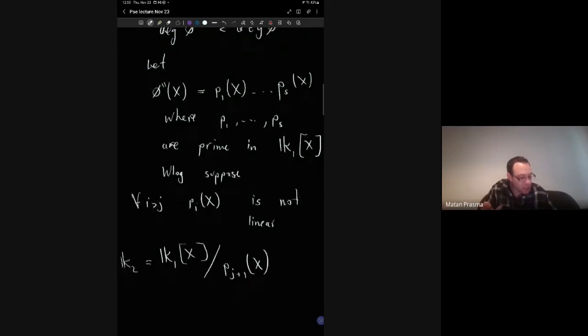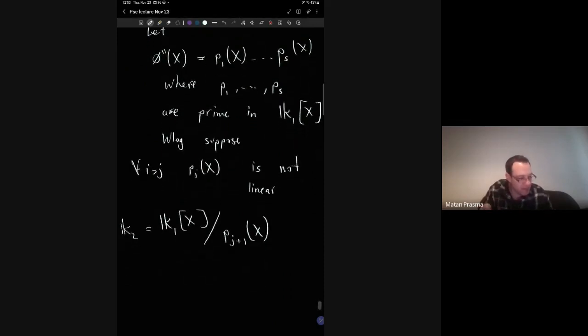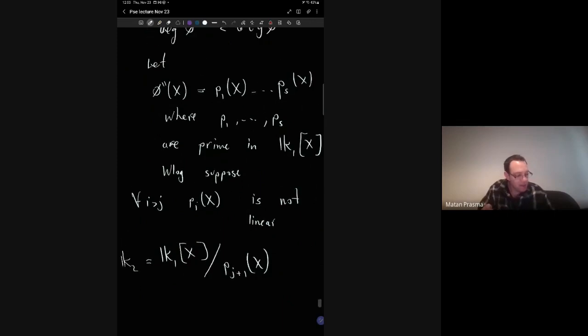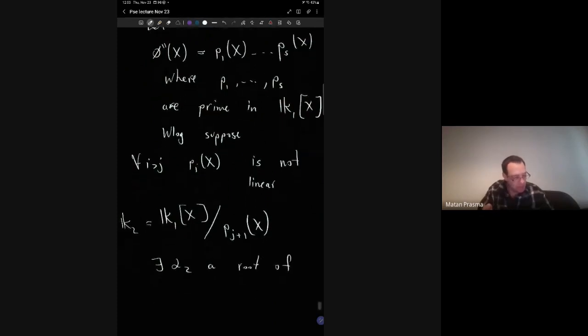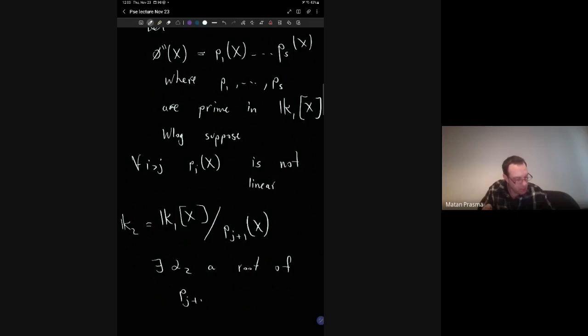And by the construction that we get, now I have a root. There exists alpha 2, a root of P_{j+1} of x in K2. Right? This is the construction. This K2 needs to be isomorphic to K1 joined with some alpha 2.